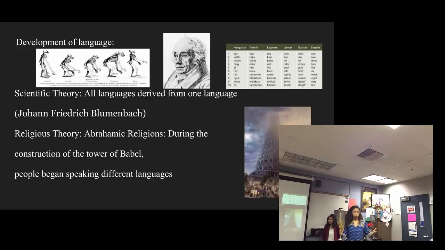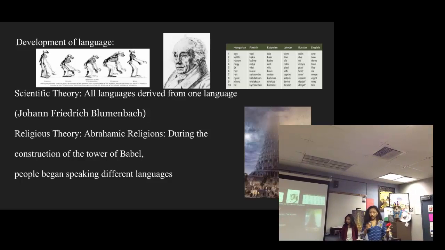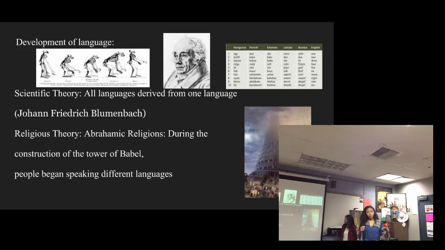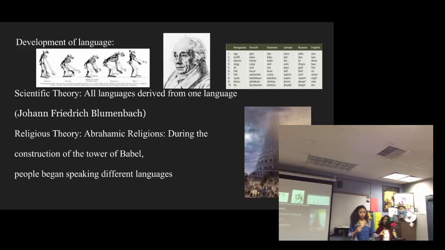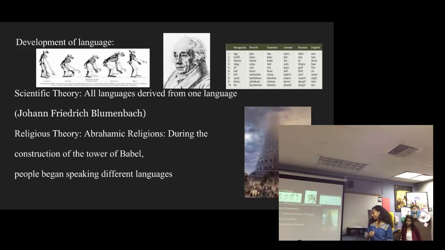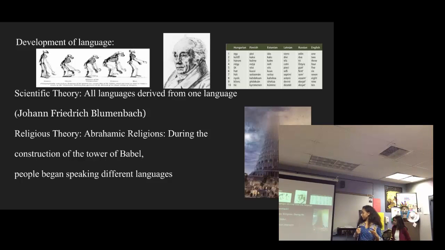And that is a parallel to the out of Africa theory, which states that everyone originated from Africa, from one place. This was proposed by a man by the name of Johann Friedrich Blumenbach, and it was later expanded by Mr. Charles Darwin. And the other theory is the religious theory.